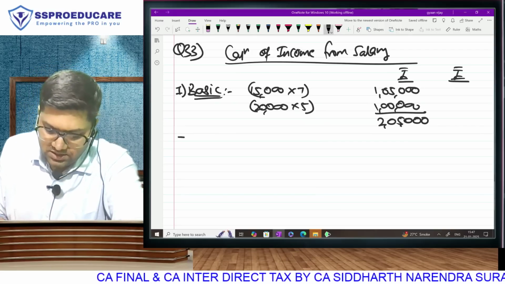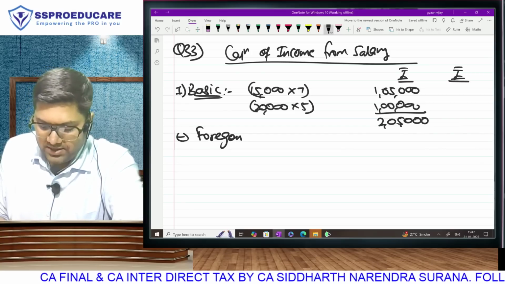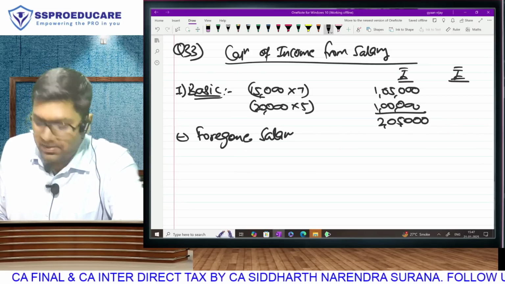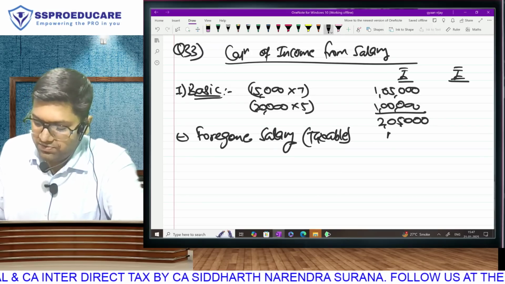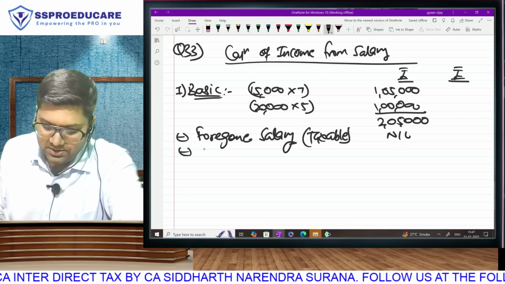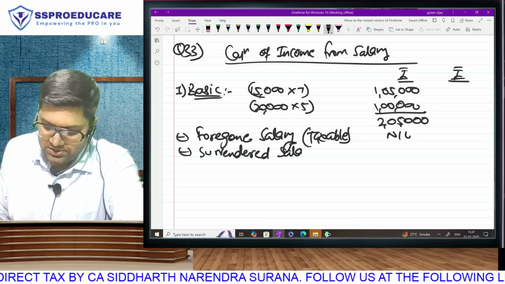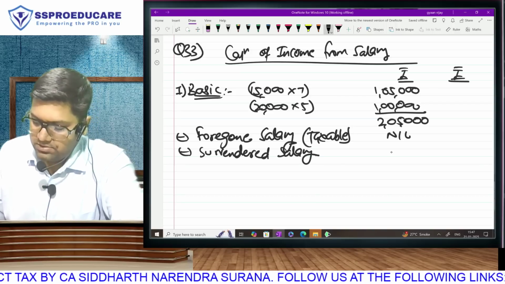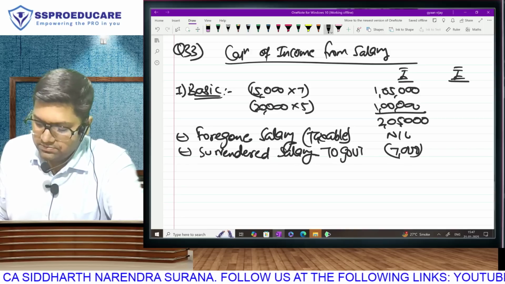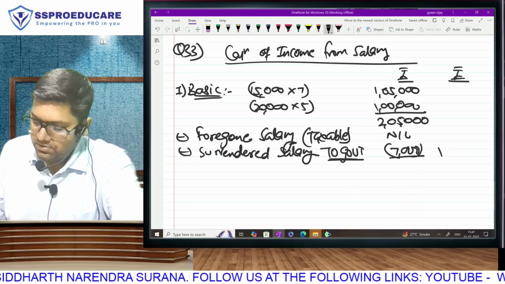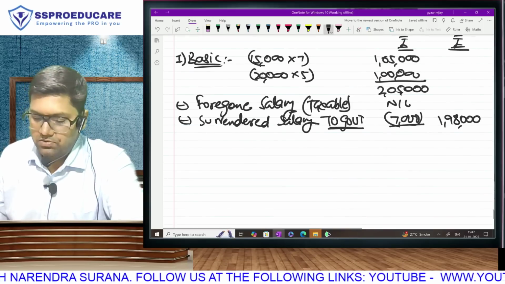What is next given to us? He has sent some salary as his religious offering to Varanasi. So what to do? Minus it? No. Foregone salary is going to be taxable. So we won't be subtracting it. But at the same time, there is also some surrendered salary. Surrendered salary is how much? 7,000. Will we subtract this? Yes, because the salary is surrendered to government, giving you 1 lakh 98,000. Are you correct or no?